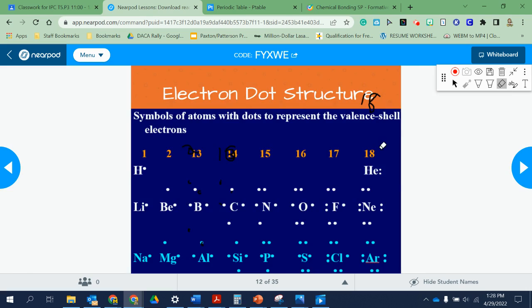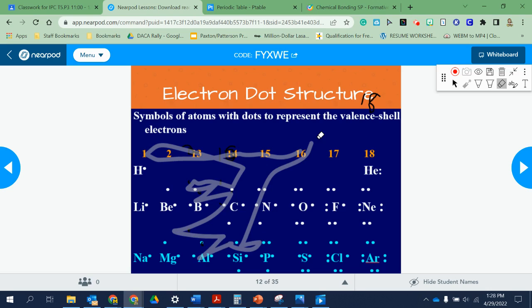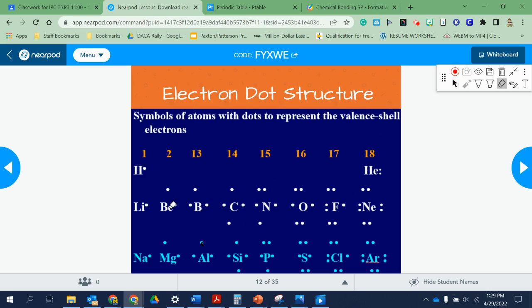Same thing. This is the exact same thing, but instead of showing you all of the shells, it's only showing you the very outer shell, the valence shell, right? Remember we talked about the valence shell being the outermost shell and the electrons on the outer shell being the valence electrons. So here it's just showing you 1 electron on the valence shell.